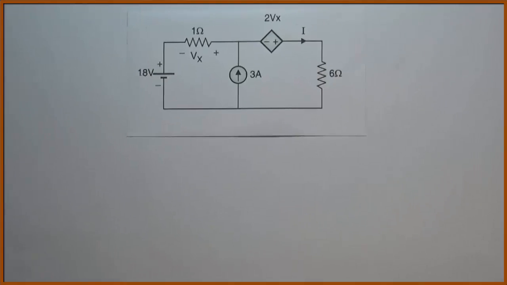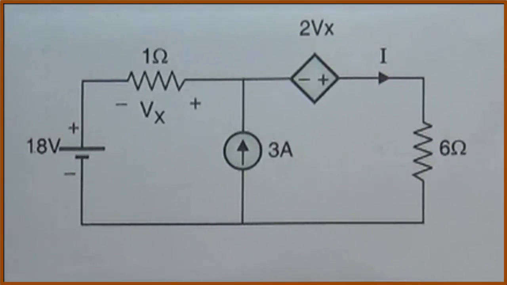As usual, in nodal analysis, first we select a reference node. Let us take this point, which is a junction of the 18 volt battery, the 3 ampere current source and the 6 ohm resistor. Let us take this point as the reference. Mark it as O. So this is the reference.